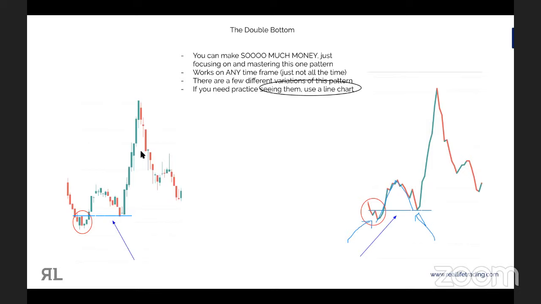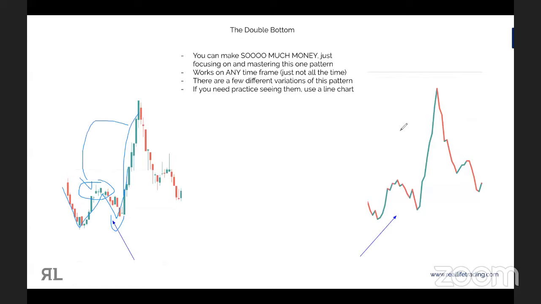Now, check out how the exact same pattern does pretty much the exact same thing over here. You get a ginormous double bottom. This time you have a higher low and you get this massive bullish move up. And then it retests. And where does it retest to? The exact neckline of the double bottom and bounced perfectly off of that price.